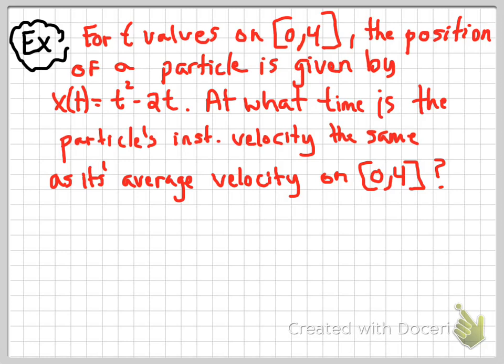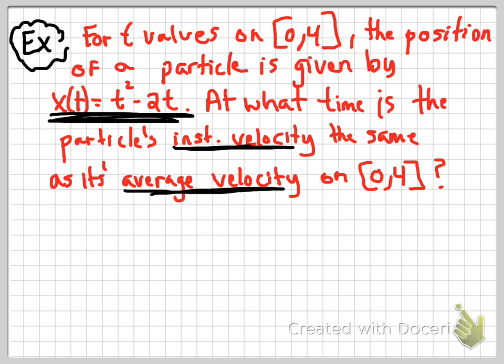For t values on the interval 0 to 4, the position of a particle is given by x of t equals t squared minus 2t. At what time is the particle's instantaneous velocity the same as its average velocity on 0 to 4? So when I read this problem, and you can pause it if you need to write it all down, I'm thinking mean value theorem right away in my head. I know that it's asking me when is the instantaneous the same as the average. So in my mind, I already kind of know what's going on here. I just need to figure out, what is the instantaneous and what is the average? So let's start with that first.